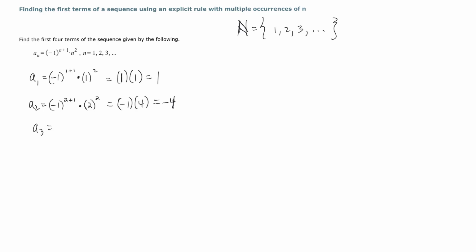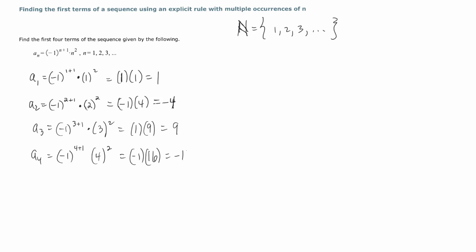What about a sub 3? Negative 1 to the 3 plus 1 times 3 squared. Now we have a positive 1, and then times 9. Do you think you know a sub 4 without evaluating all these numbers? So we get a negative 1 times 16, which is negative 16. And so notice it's going from positive to negative.